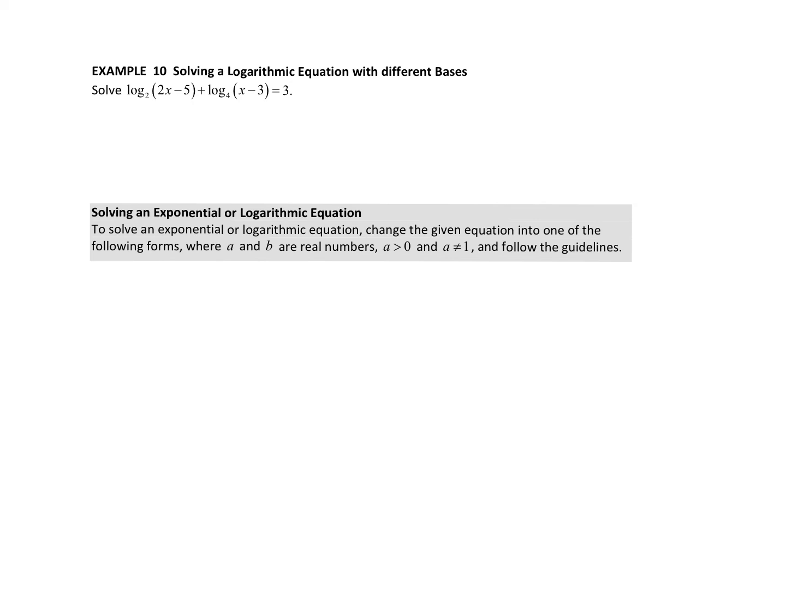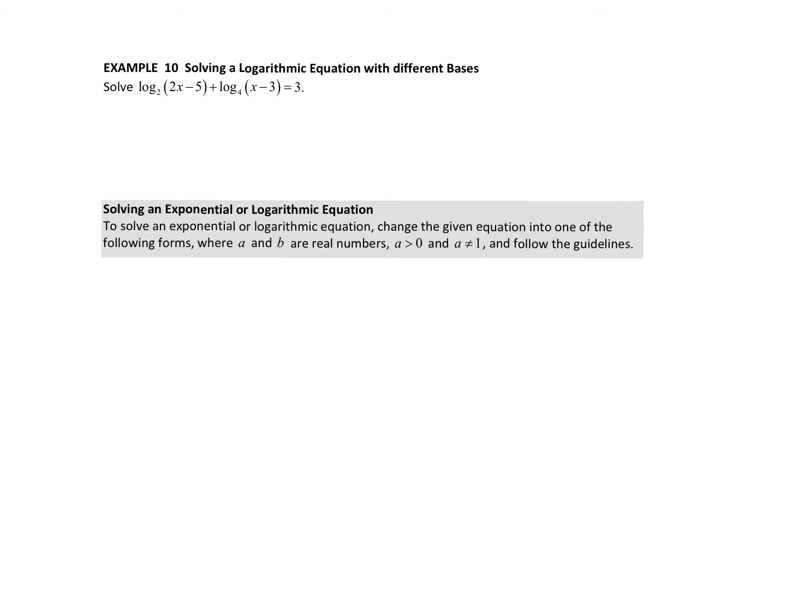So let's take a look at one additional example here. We have log base 2 of 2x minus 5 plus log base 4 of x minus 3 equals 3. So this one has different bases, and so we cannot condense the left-hand side. So I need to change these either to base 2 or to base 4. And I'm going to do that using the change of base formula. I'm going to change the second one to base 2.